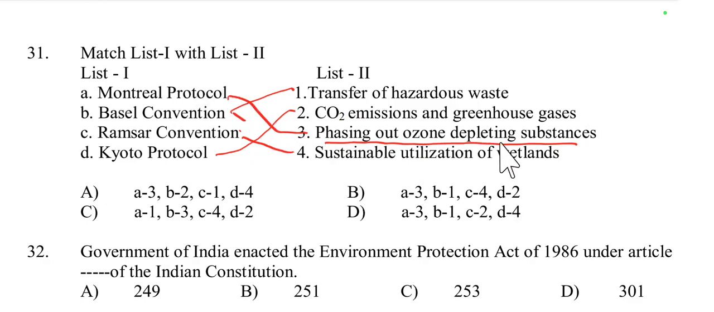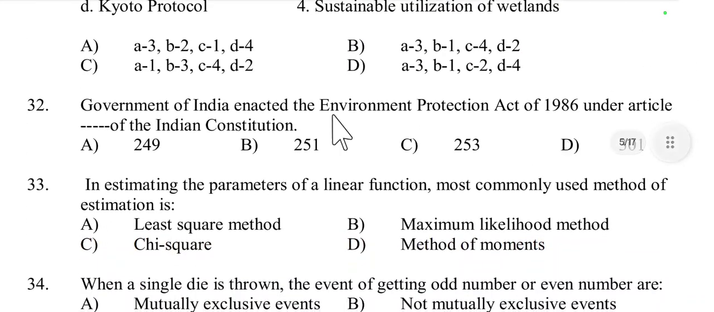Montreal protocol, phasing out ozone depleting substances. Basel convention, transfer of hazardous waste. Ramsar convention, sustainable utilization of wetlands. Kyoto protocol related with CO2 emission and greenhouse gases. So option A3, B1, C4, D2. Option B is right.